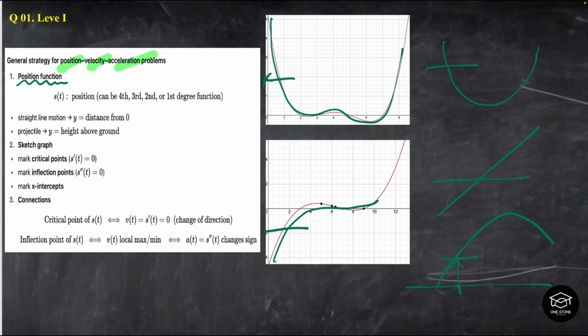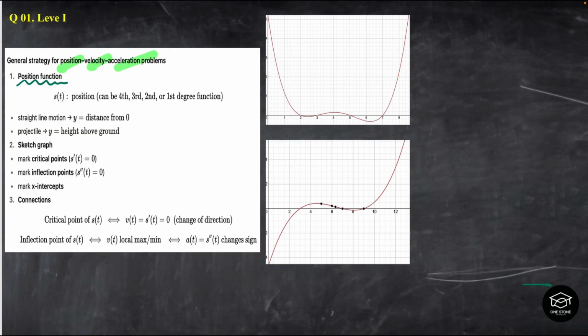Second, always sketch the overall shape of the graph. Focus on critical points, inflection points, and where the graph crosses the axis. Exact numbers are less important at first.